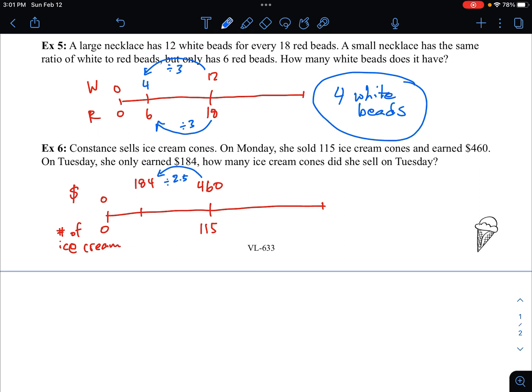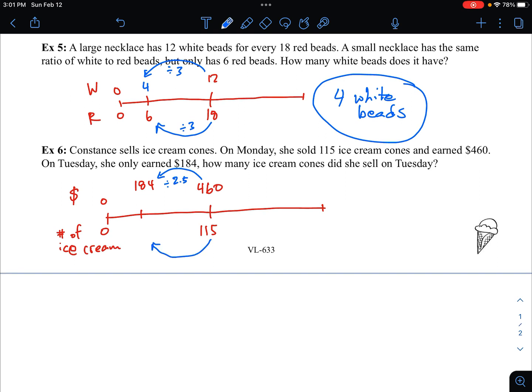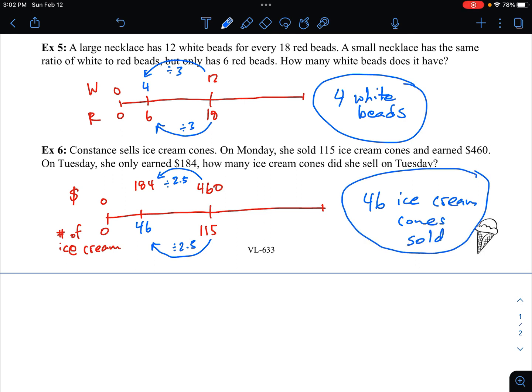So what am I going to do to the 115 right here? Well, I'm going to do the same exact operation. I'm going to divide by 2.5. So 115 divided by 2.5, I find out that she only sold 46 ice cream cones. Yeah, so way less this time.